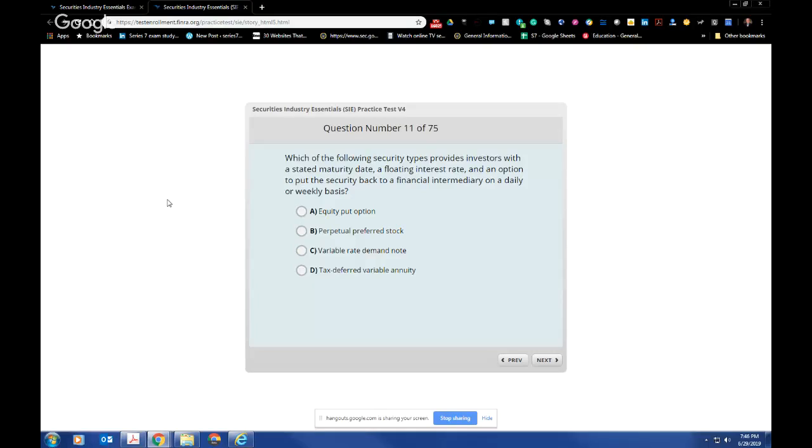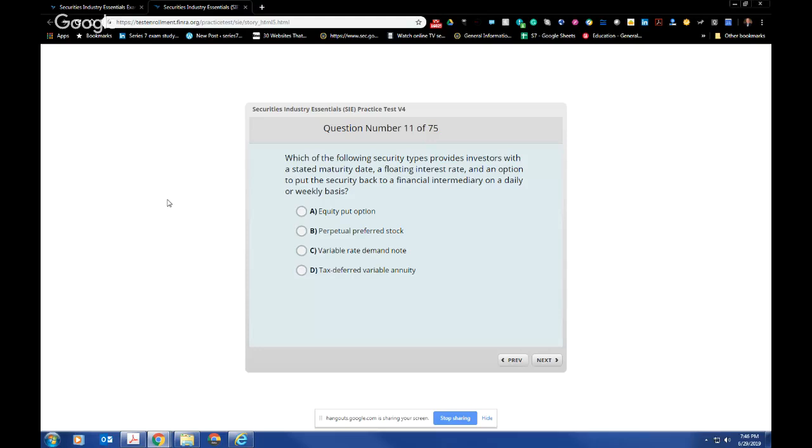Equity put option? No, that gives you the right to sell stock, but it's not the bond. Perpetual preferred? Never heard of that, but they're preferred. They do not have a maturity date, so they are perpetual. I've never heard of it called being perpetual, but a preferred stock does last forever. There's no maturity date. A tax-deferred variable annuity has nothing to do with this.